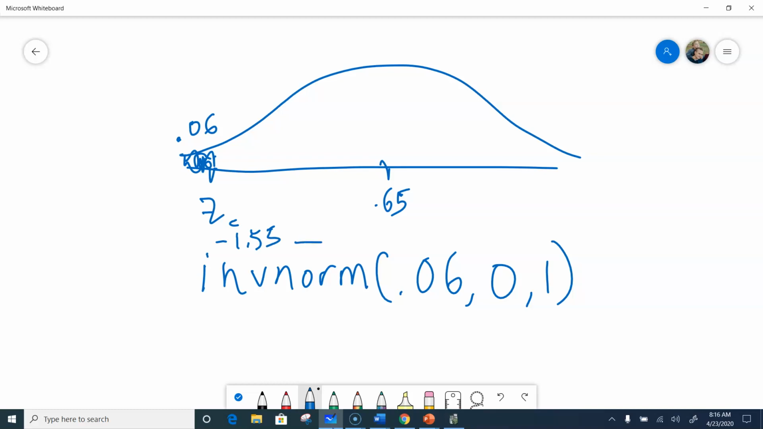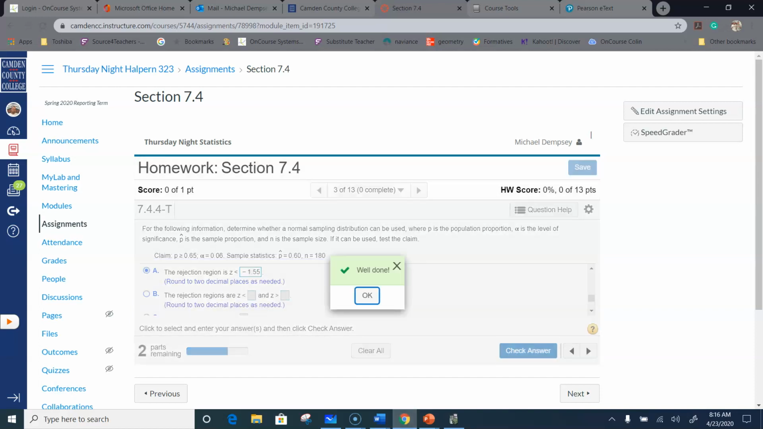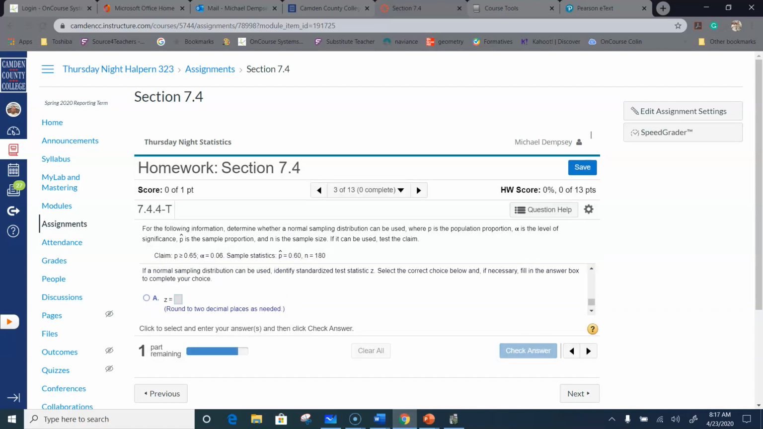Now, on the z scale, this would be 0, not 0.65, if that's confusing anyone. But a p-hat of 0.65 would be a z-score of 0. So negative 1.55 is a z-score, and if we fall below that, we're going to reject the null hypothesis. It's significant enough evidence. Okay. All right, so now we want to find the test statistic.